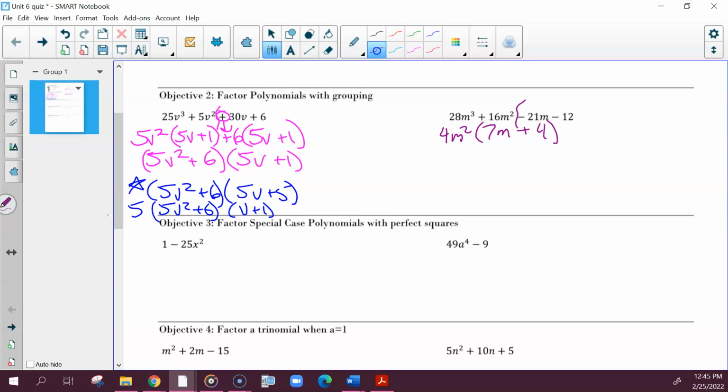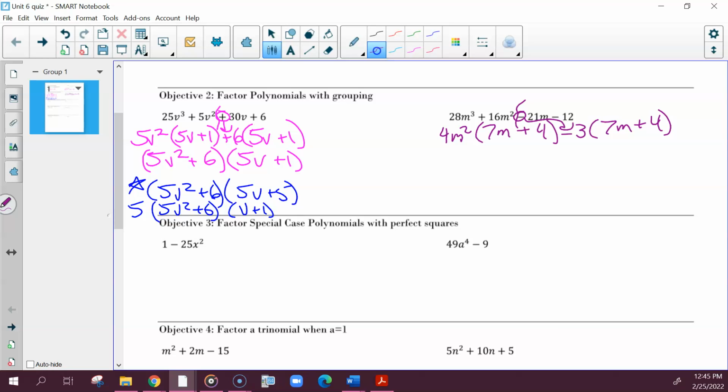And what could we divide out of the last 2? 3, but this would need to be a negative. Whatever the sign is, bring it down. And if you divide out negative 3, what's left? 7m plus 4. And then in our last step, we need to write our 2 factors.